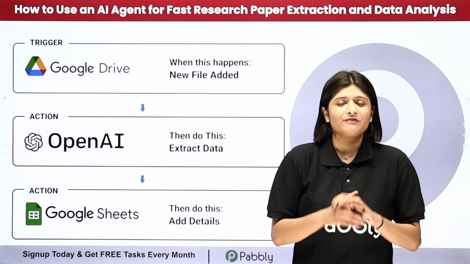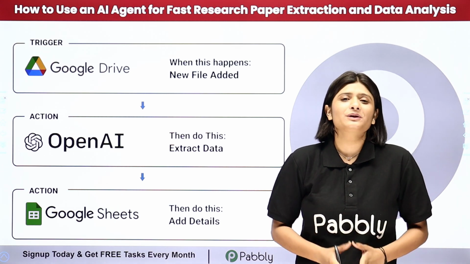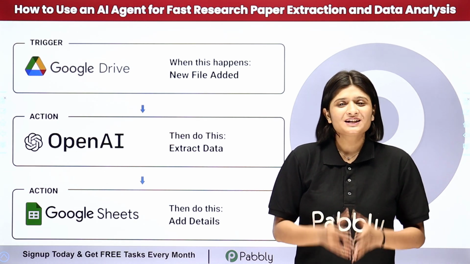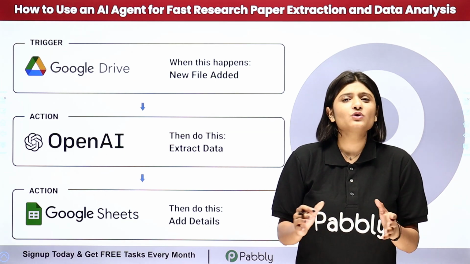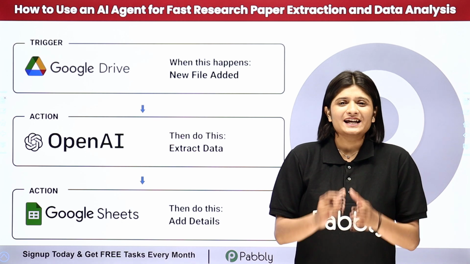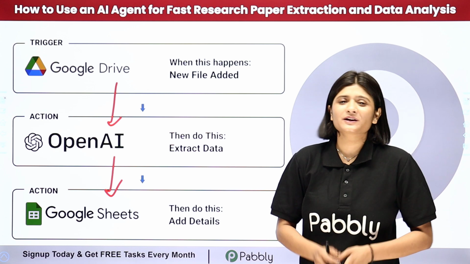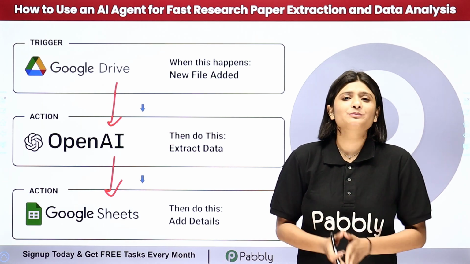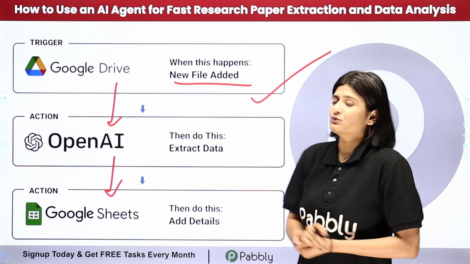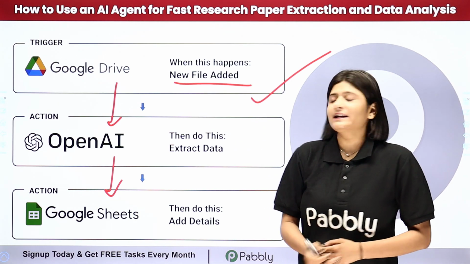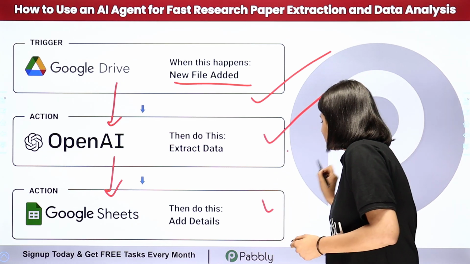Doing this manually is a very time consuming task, so I am going to completely automate this process, and to do this automation I am going to use Pabbly Connect. Pabbly Connect is an amazing automation and integration software which requires no coding or programming skills. Here I just need to build a connection between Google Drive, OpenAI and Google Sheets. With the help of Pabbly Connect, I am going to build this connection in such a way that whenever I upload a new file in my Google Drive, the data will be automatically extracted with the help of OpenAI, and then I am going to add all the details in my Google Sheets.